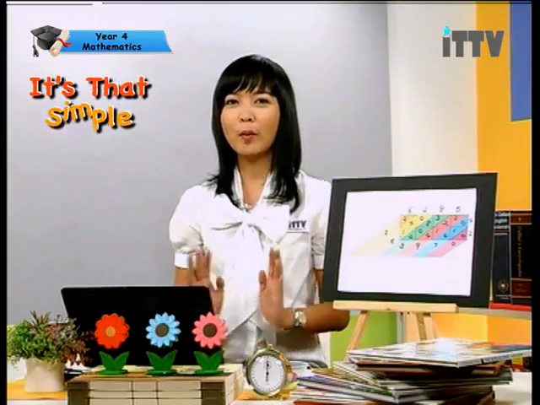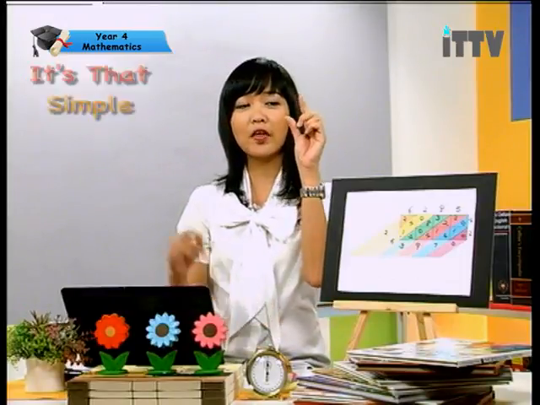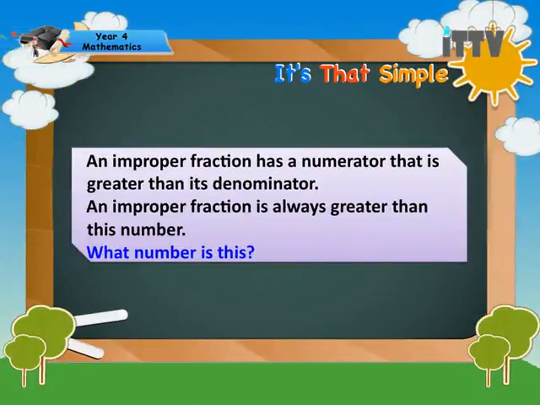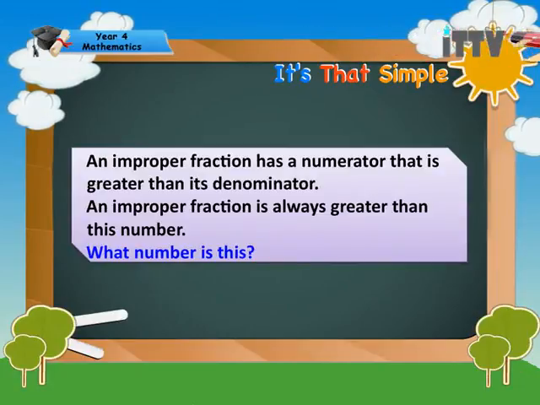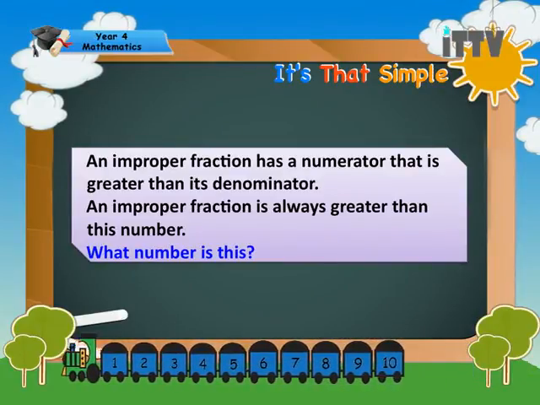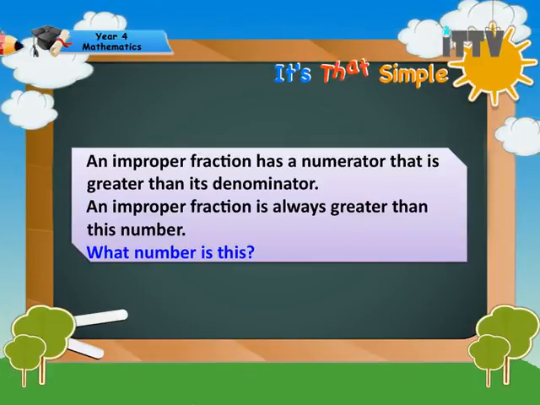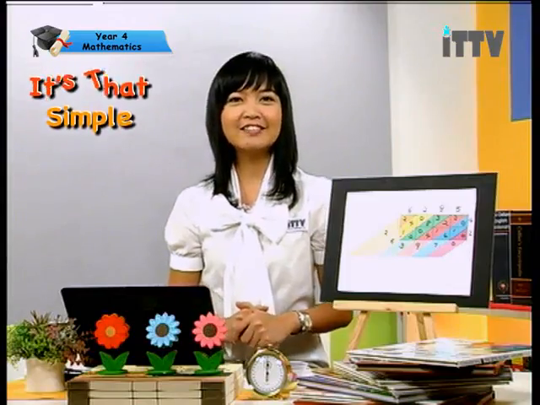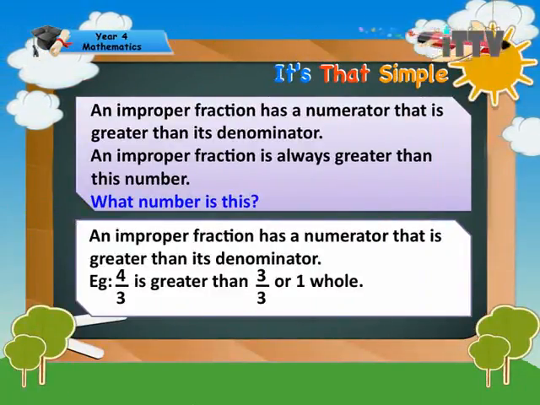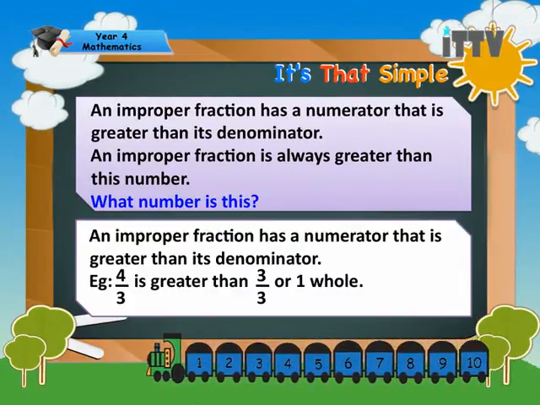Boys and girls, you have learned about proper fractions. Yeah, a proper fraction has a numerator that is smaller than its denominator. Now, an improper fraction has a numerator that is greater than its denominator. An improper fraction is always greater than this number that we want to find out. What number is this? Okay, do you know what the answer is? It's 1.